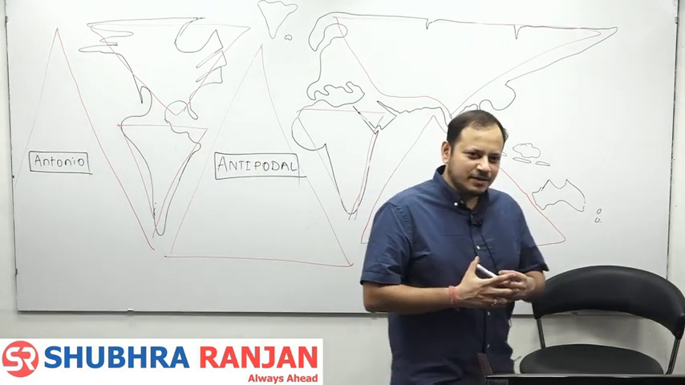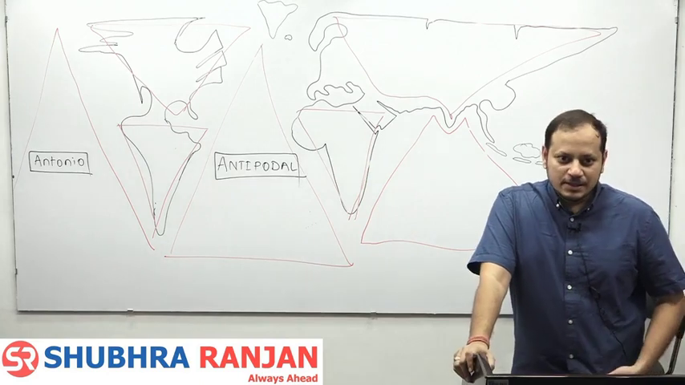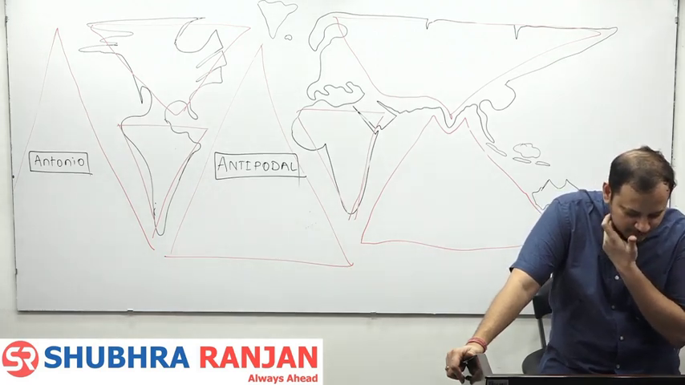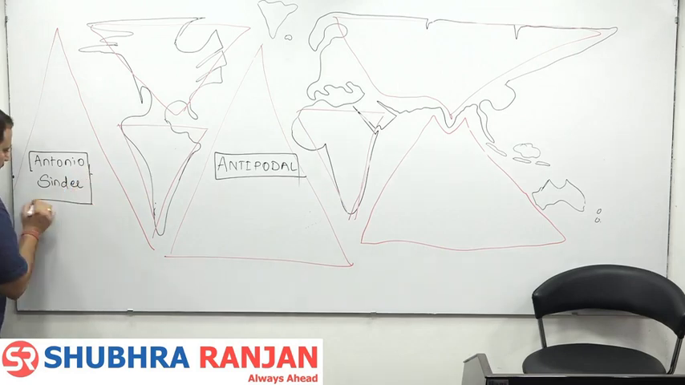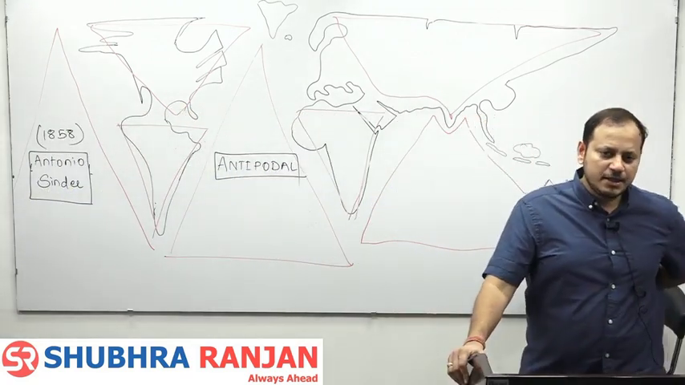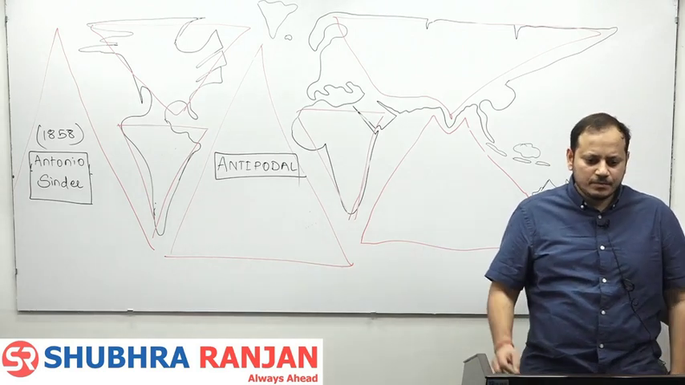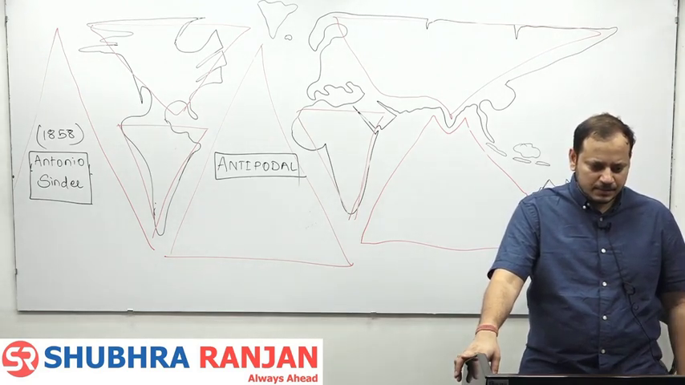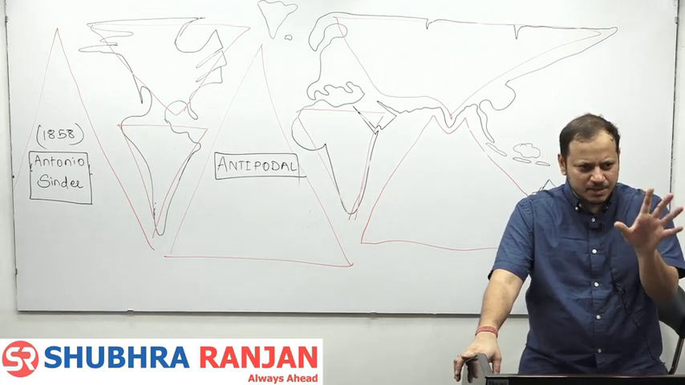Whose continental drift theory do we study? Wegener's. Is he the first person? No. Who is the first person? Antonio Snider. Though the concept was initially given by Antonio Snider in 1858, and then F.G. Taylor in 1908. Don't remember these for the exam, just remember the names for the introduction.